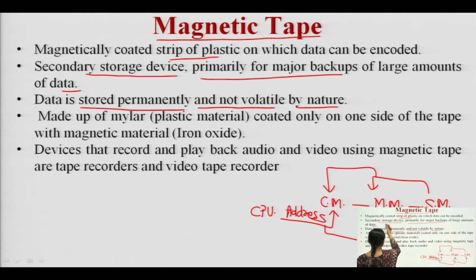Then this magnetic tape is made up of mylar. This mylar is a plastic material that is coated on one side of the tape with magnetic material, that is iron oxide.